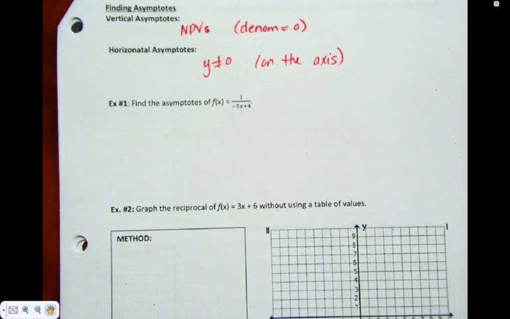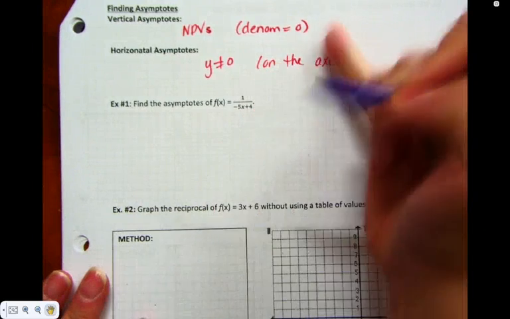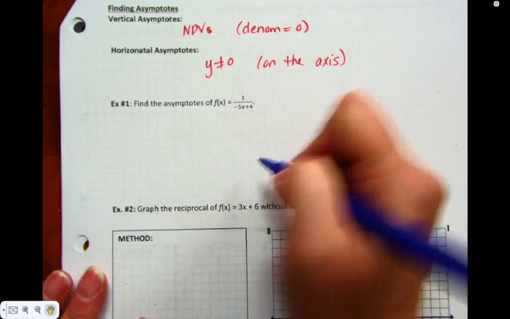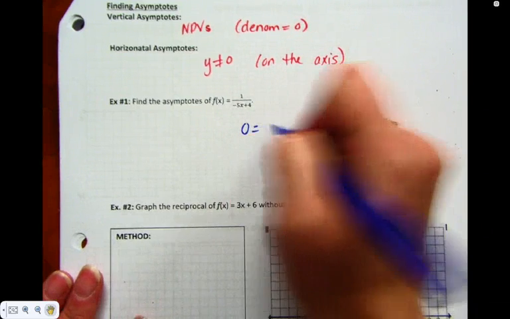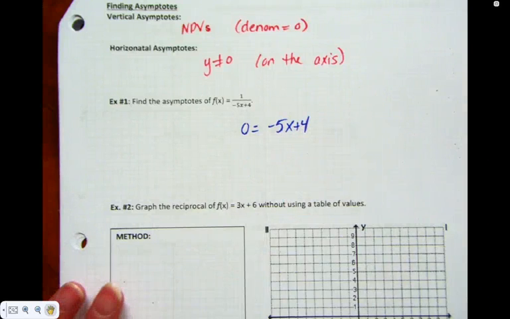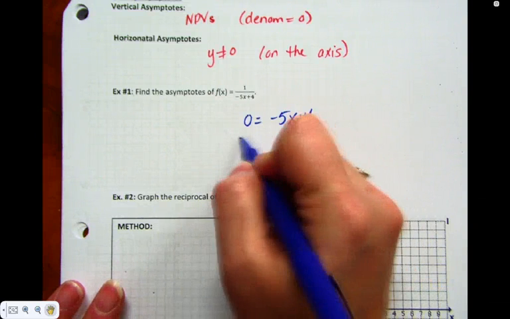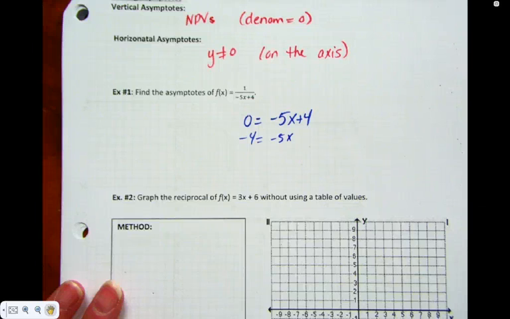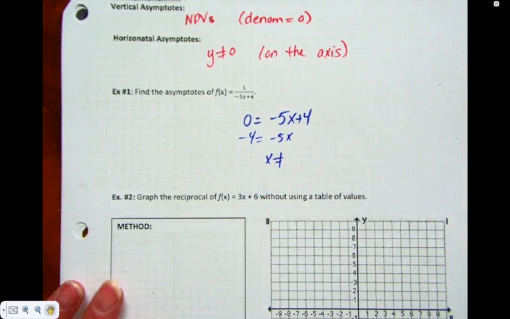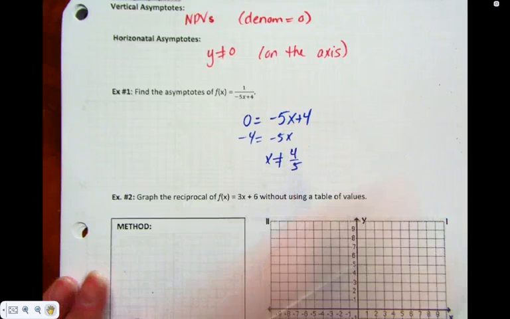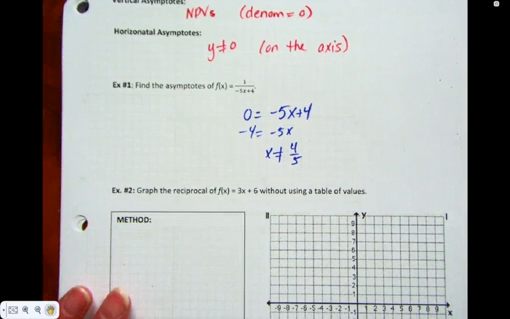So the first example, we're just going to practice finding the asymptotes. It's exactly the same as an NPV. If this was a question from last unit, how would you find the NPV? So we would take 0 equals negative 5x plus 4 and solve for x. Now we can move the 4 to the other side. x equals 4 fifths.